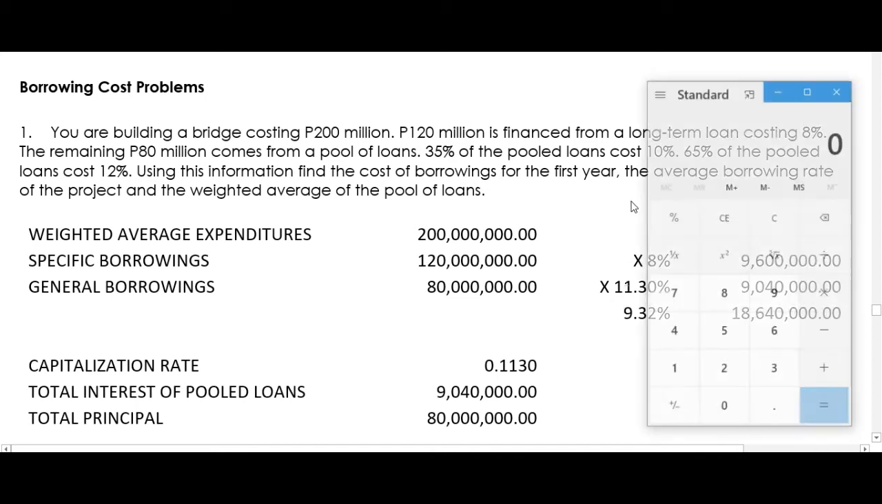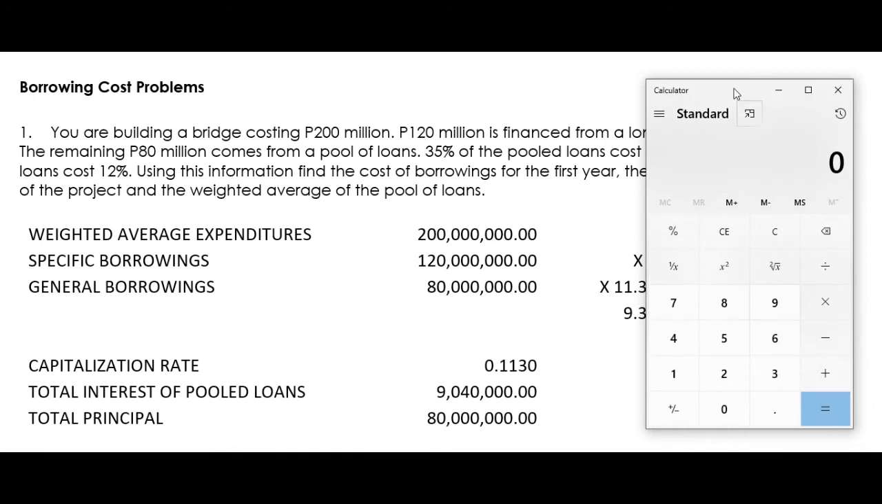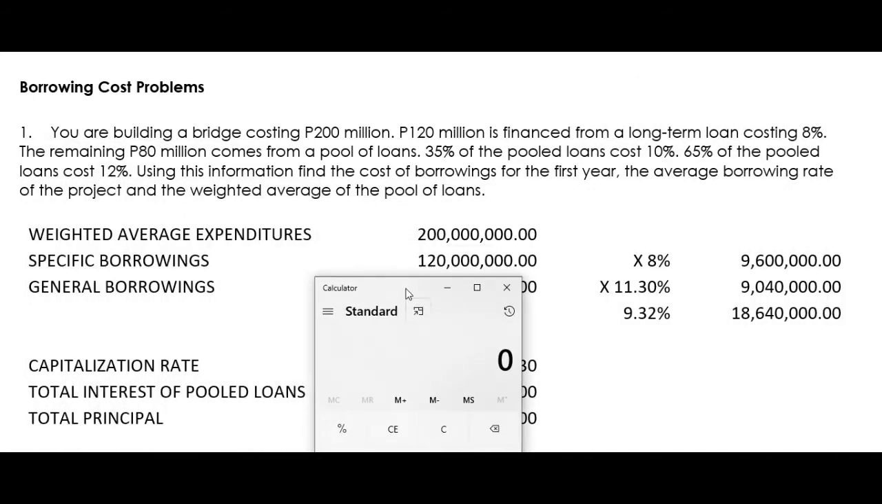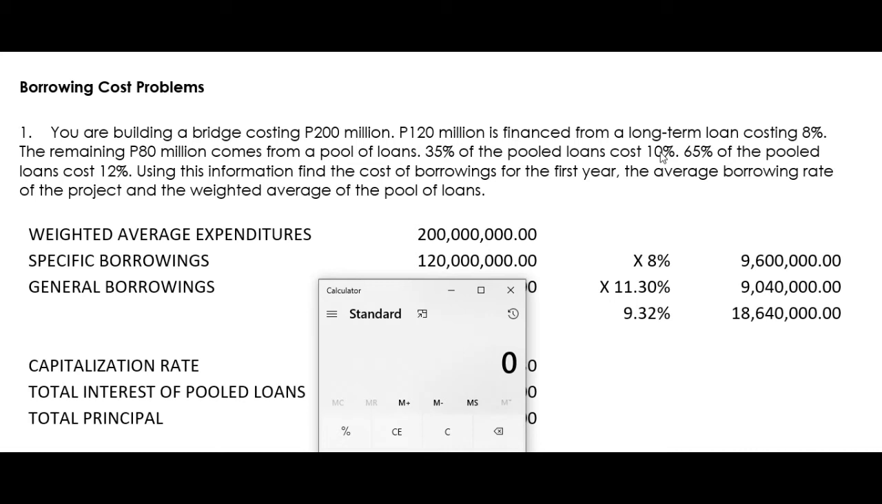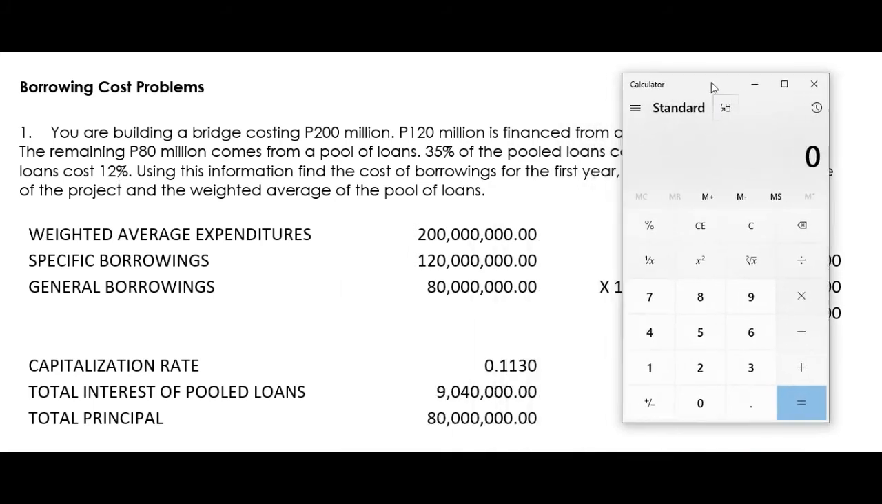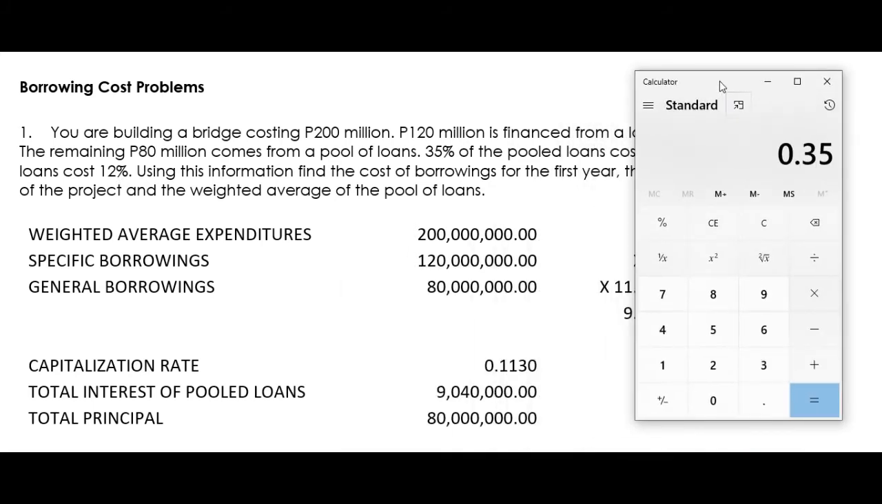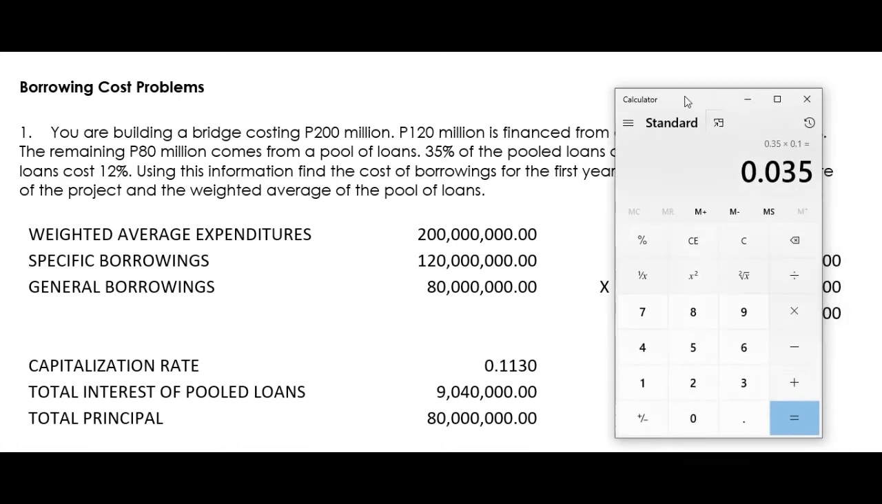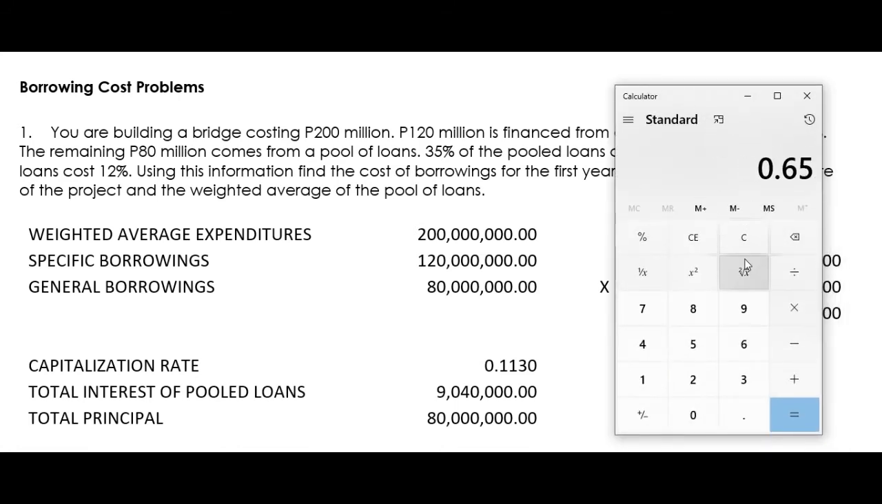So, kukunin kasi natin yung weighted average nung ating pool of loans. Sinabi kasi 35% has a 10% cost, tapos 65% has a 12% cost. Okay? So, given na yon, mas madali na siya. So, 0.35 times 0.1, di ba? So, that is 3.5%. Tapos, yung 65%, 12%. Okay? So, 0.65 times 0.12, so 0.78.